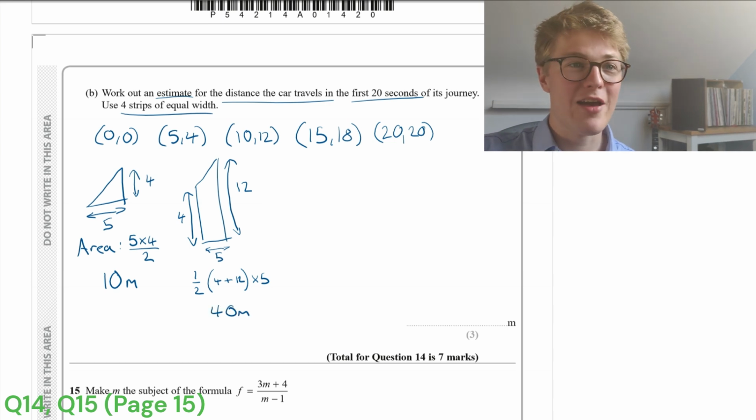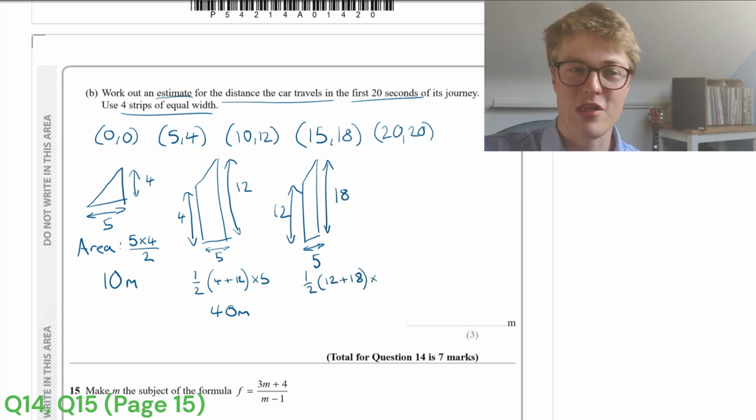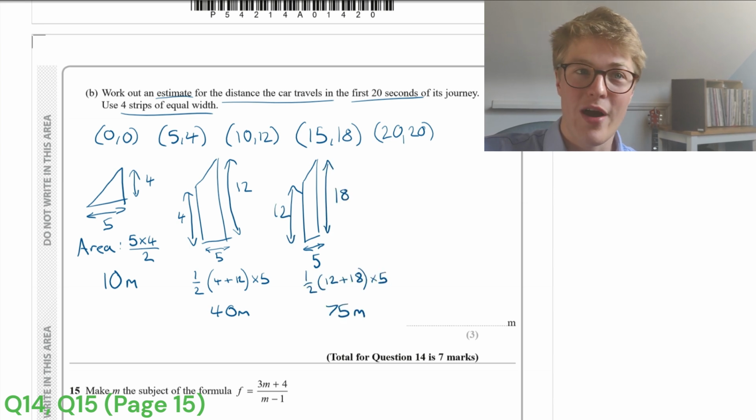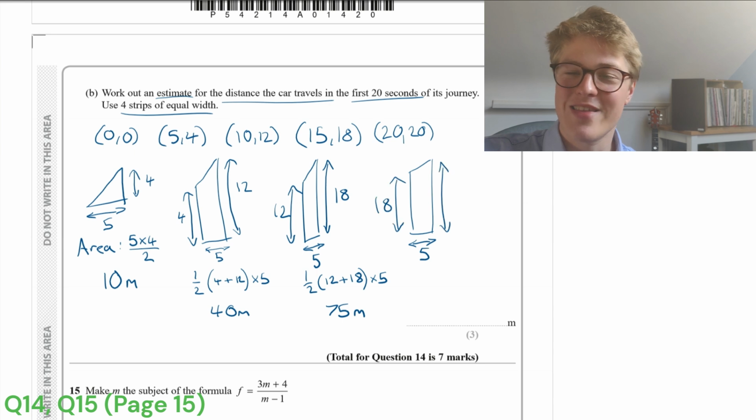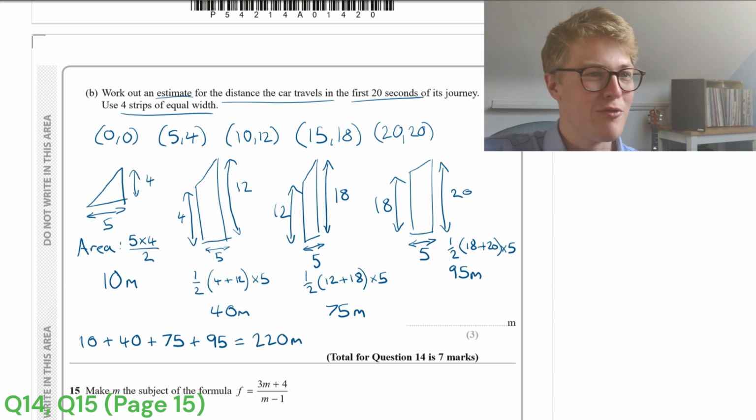And then we can move on to the next trapezium. So we have a half times 12 plus 18 times 5, which gives us 75. And then we do the final one, which is a half of 18 plus 20 times 5, and that gives us 95. And we add them all together, that gives us our estimate, and now we can move on.